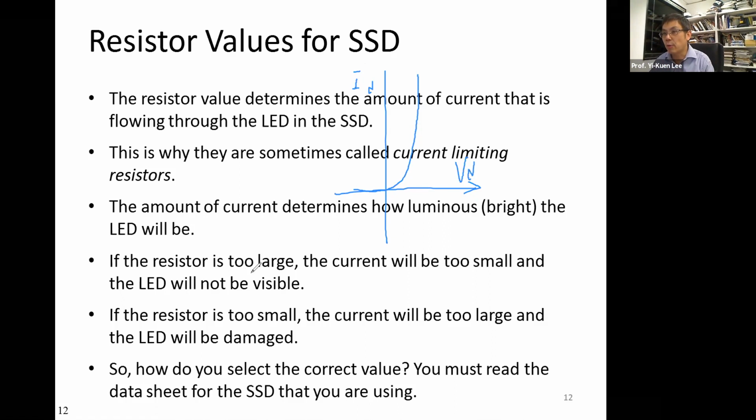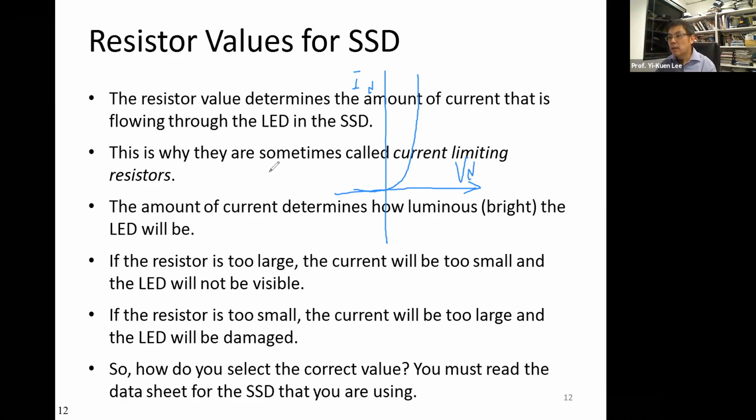And of course, we need to find some balance, right? If the resistor is too large, what happens? Then your current is very small, and your LED output light intensity will be very small, right? So you need to find some balance. Make sure the resistor value is optimized. So what's the typical resistor we need to use? Actually, you also have to look at the data sheet.